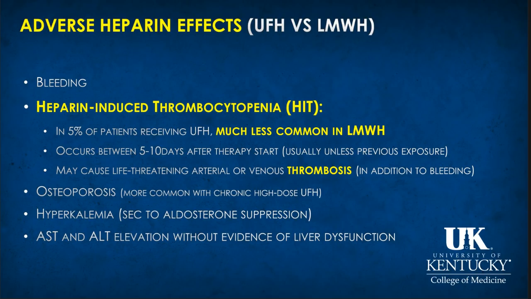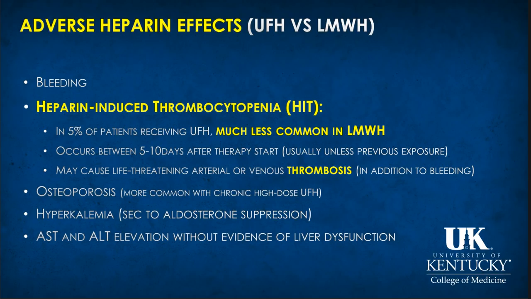This complication occurs between 5 to 10 days after therapy start because we have to develop antibodies against the platelet factor 4, unless you had previous heparin exposure, and it also can start earlier. And the complication we worry about, not necessarily the thrombocytopenia, although we worry about that, is that we have thrombocytopenia because we have massive clot formation in arterial and venous circulation. So a lot of patients die because of thrombosis, DVTs, arterial occlusions, or PEs, in addition to then the bleeding due to thrombocytopenia.